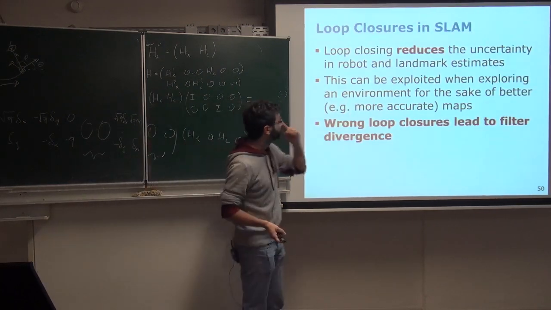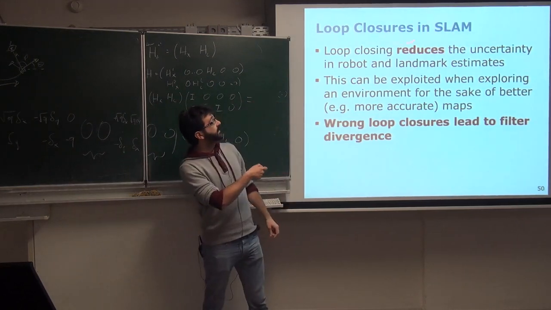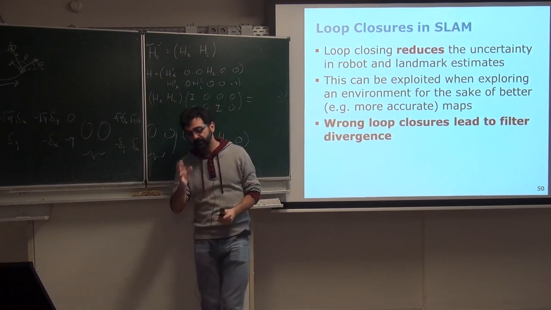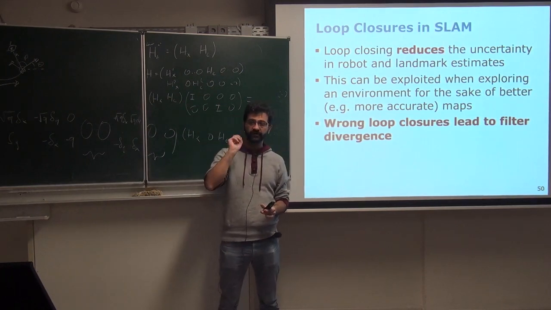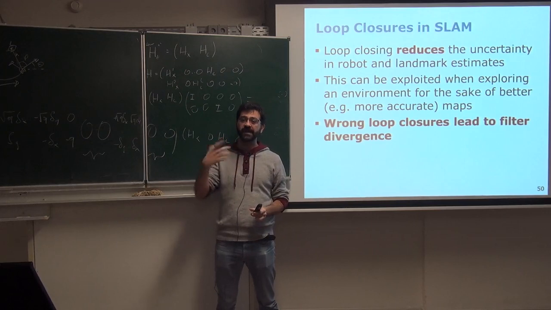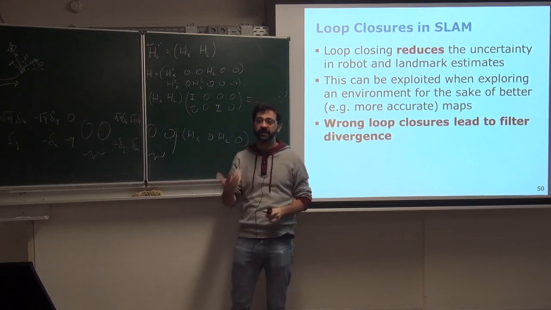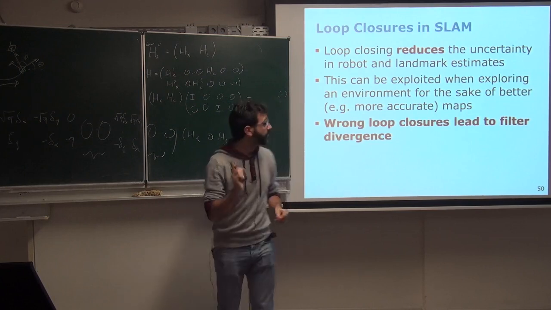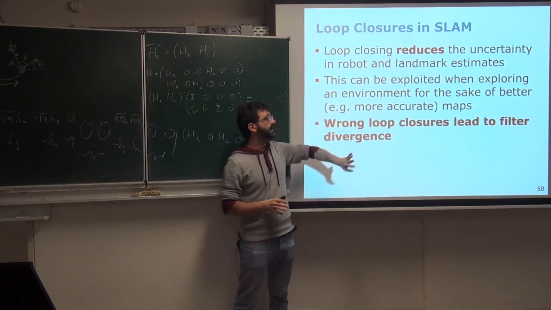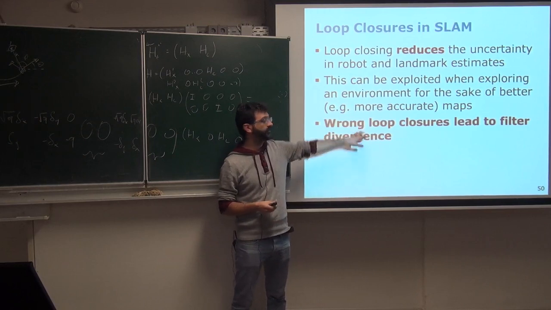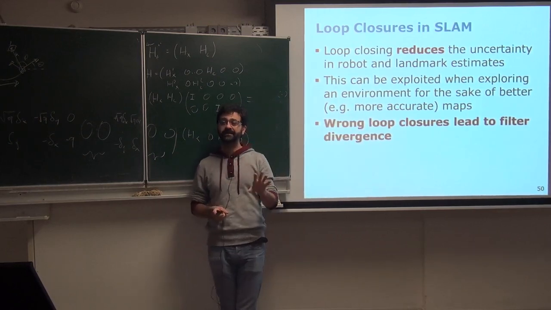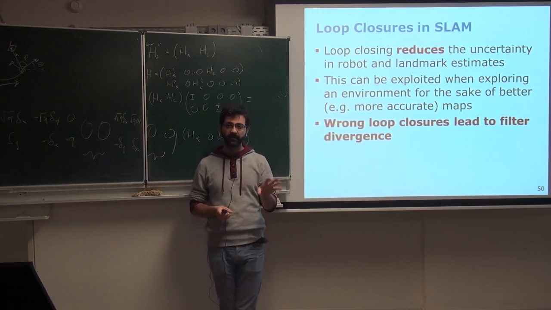Another interesting thing is that you can reduce the uncertainty in a landmark, and you can actually plan for this kind of event if you do some active navigation, active exploration of the environment. So the problem is that since this will happen anyway, regardless of whether the data association is correct or not, you might end up with a very bad estimate of the environment if the data associations are wrong.